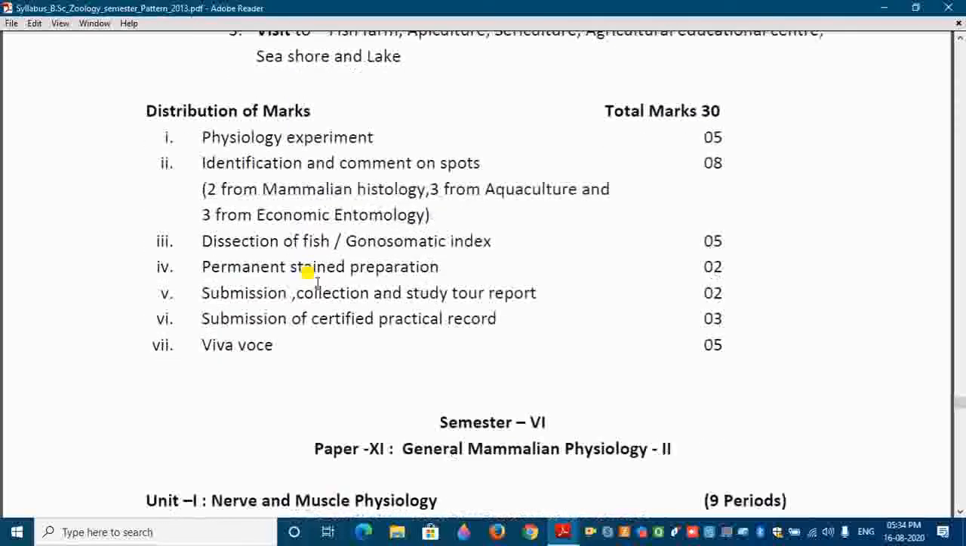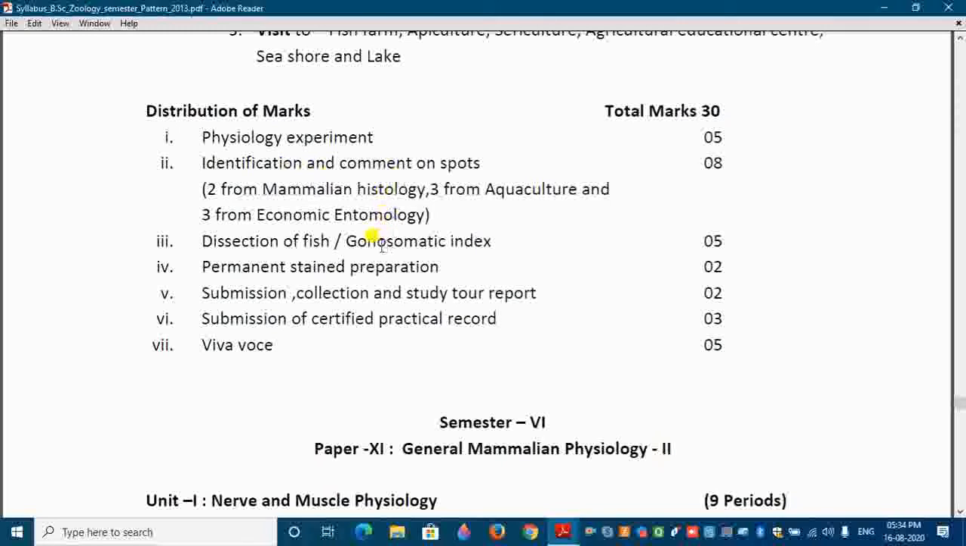Then we have to understand how the 30 marks of practical are distributed. For the 5th semester, you have to conduct one physiological experiment, which carries 5 marks. Then for identification and comment on the spots, there are 8 marks. There will be 8 spottings: 2 from mammalian histology, 3 from aquaculture and 3 from economic entomology. In this way, 8 marks are for identification and comment on the spots.